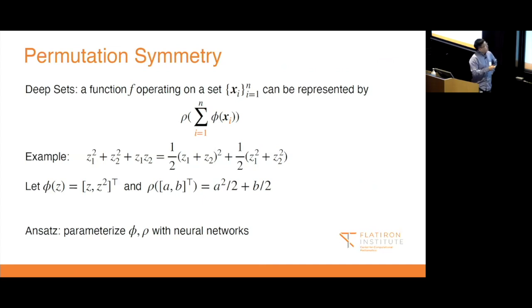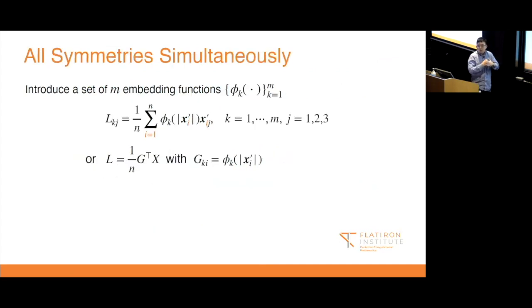Now we can combine all the techniques together to get our solution, this neural network. This is the most important slide of my talk. We first introduce a set of M embedding functions that embed each, taking the magnitudes of xi prime as input, and then provide an average of all the x. Here j is the spatial index from 1 to 3, and k is the index of embedding functions.